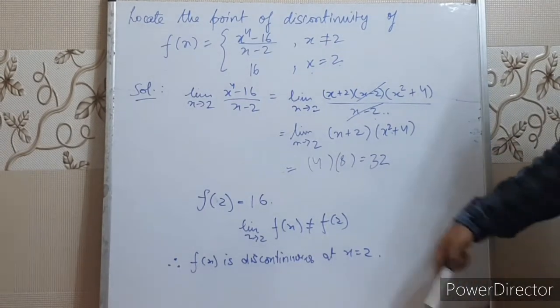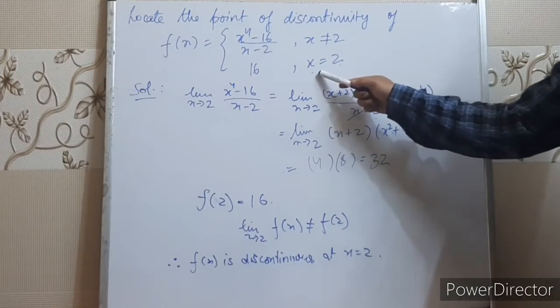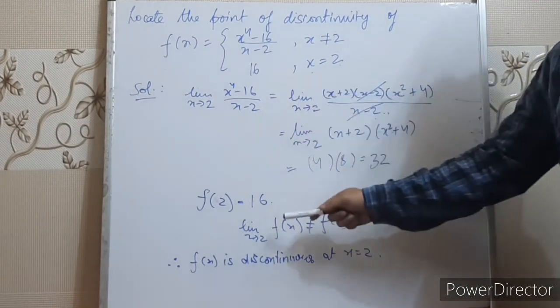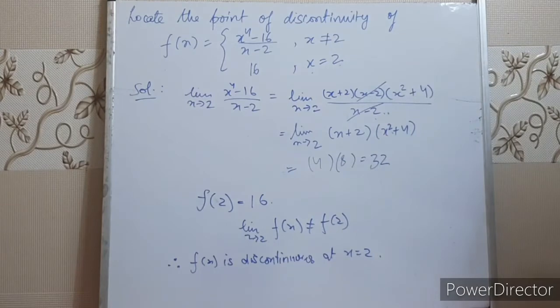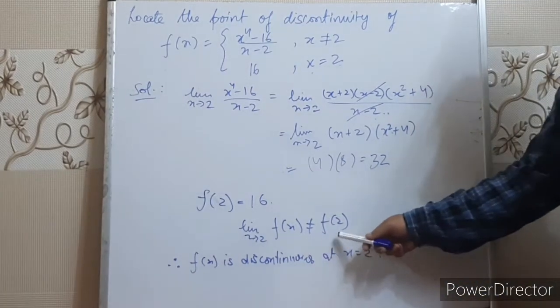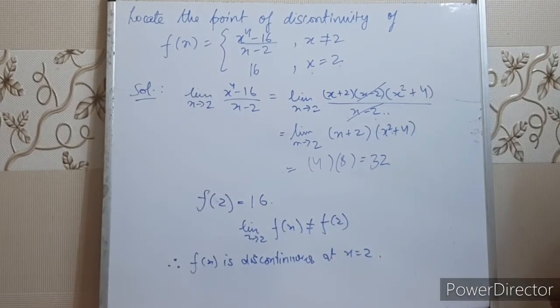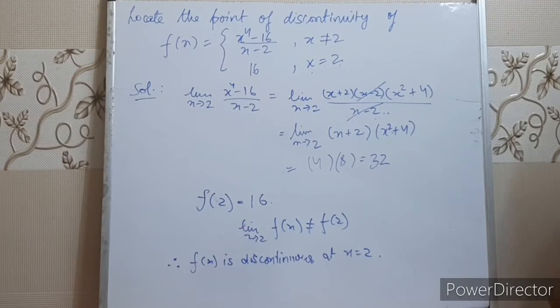And you can see that the value of the function at x equals to 2 is given as 16. That means the limit of the function at x equals to 2 is not equal to the value of the function at 2. So we can say that f(x) is discontinuous at x equals to 2. So x equals to 2 is the point of discontinuity. Right children? Note down.